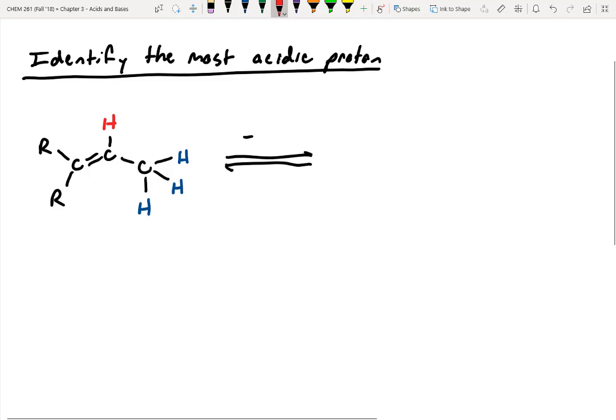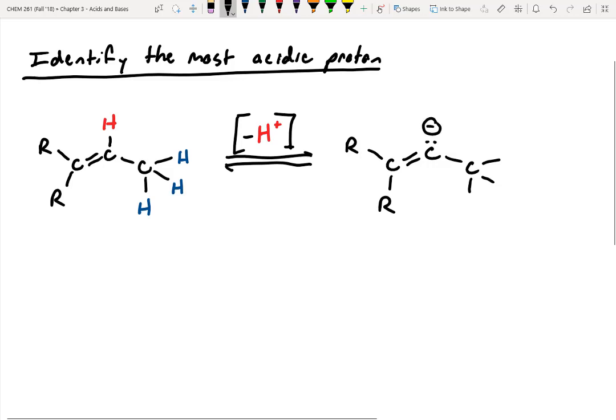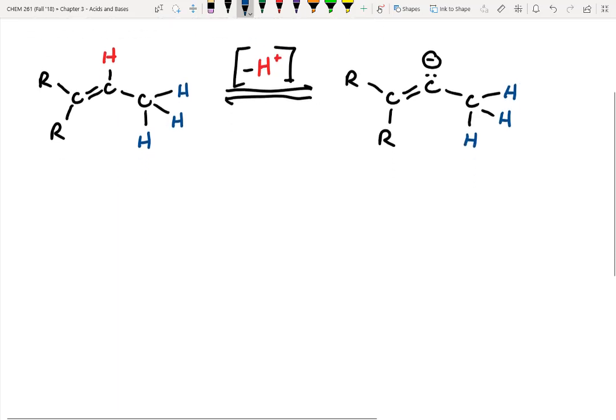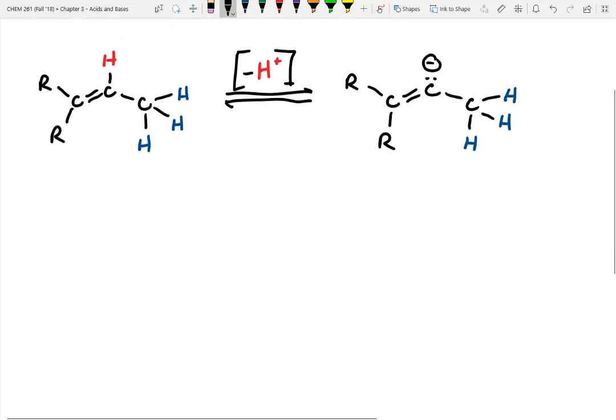So we'll do minus the red proton first, and draw the conjugate base for that. That means all of the blue protons are staying put. That means the central carbon is going to have a negative charge, and there we go. All right, now we'll do the opposite one and remove the blue protons, and I'll do that going a different direction.